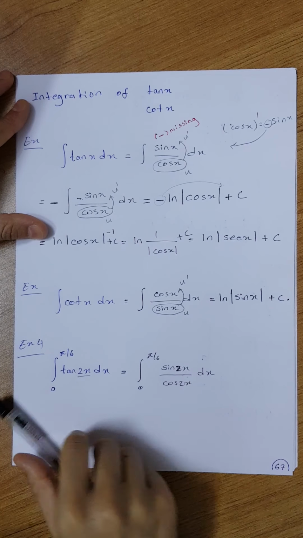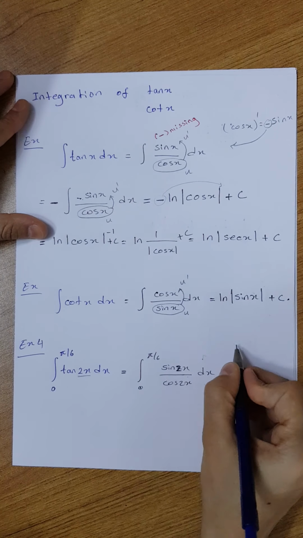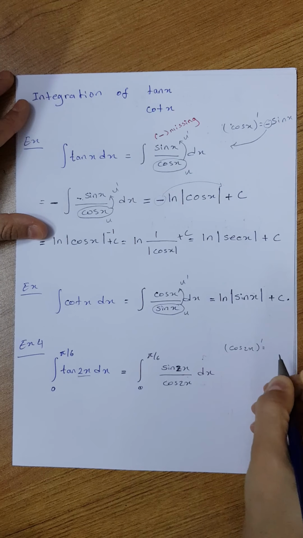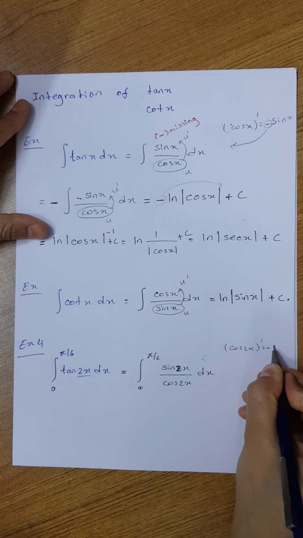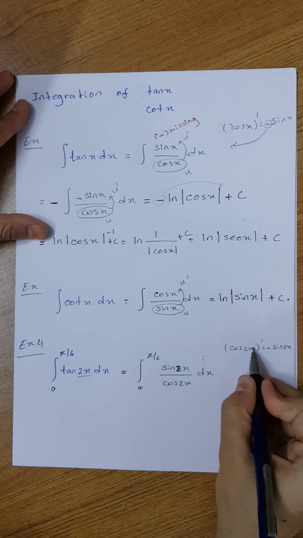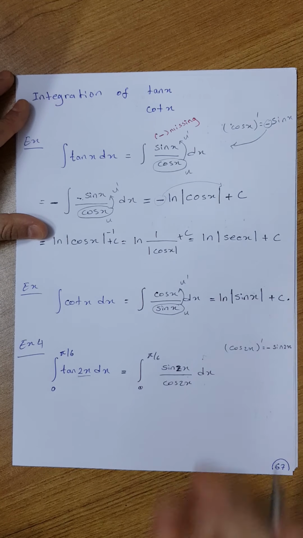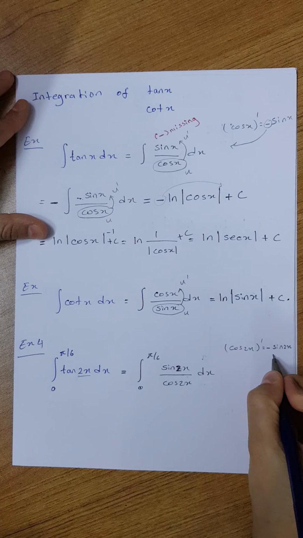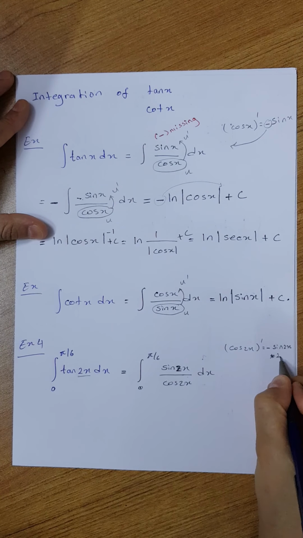What is the derivative of cosine 2x? If you want to take the derivative of this one, that will equal minus sine of 2x, and then the derivative of the inside is equal to what? It is equal to 2. We also have to consider the derivative of the inside, the angle of the cosine, so that is 2.